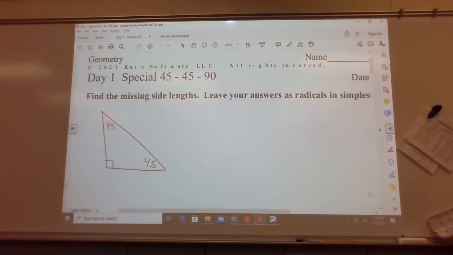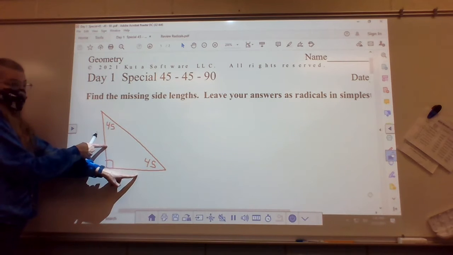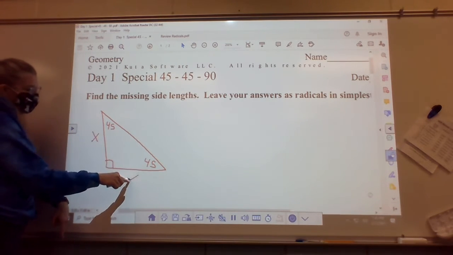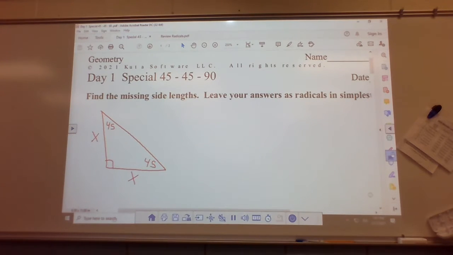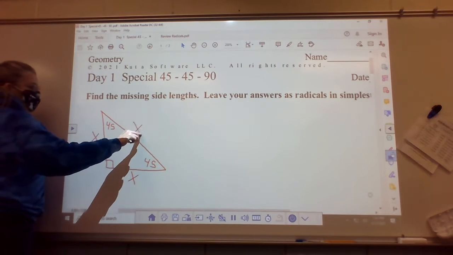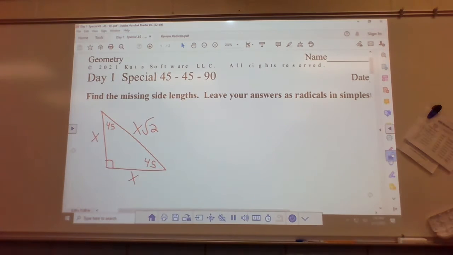Now, we know from what we just did, because these two angles are the same, these two legs will also be the same. So whatever they are, they will match. So we're going to put X's in those two positions. And then based on the pattern we kept seeing, whatever this is going to be, that number times the square root of 2. That number times the square root of 2.